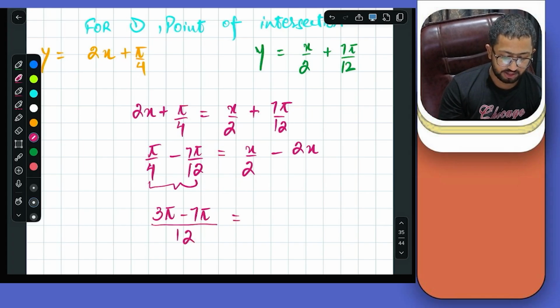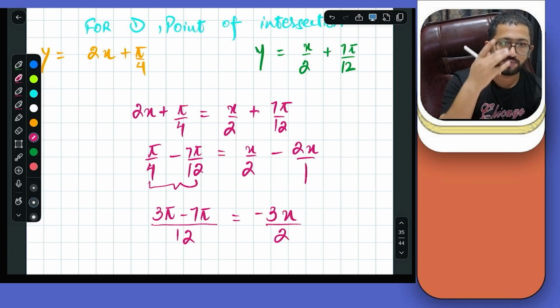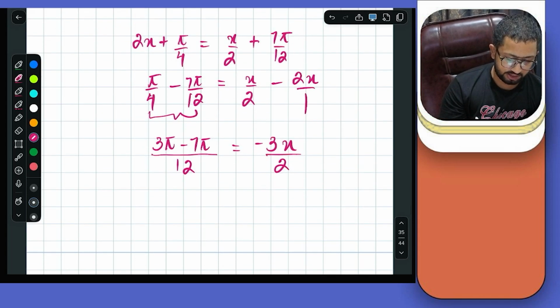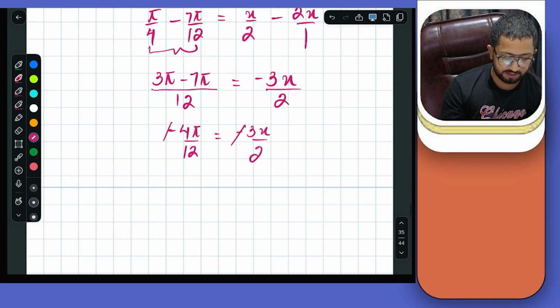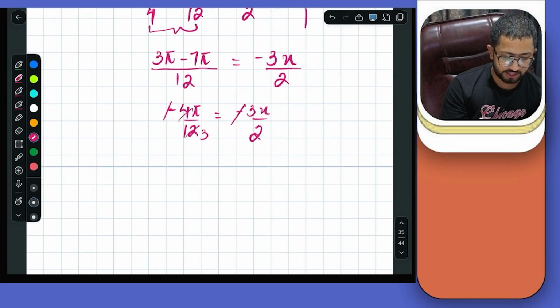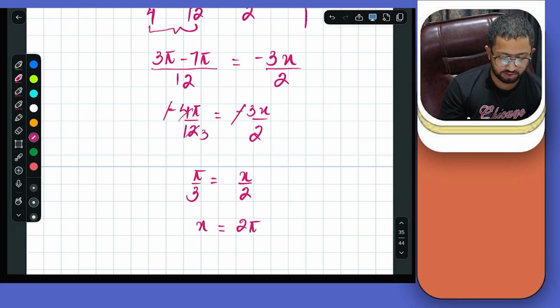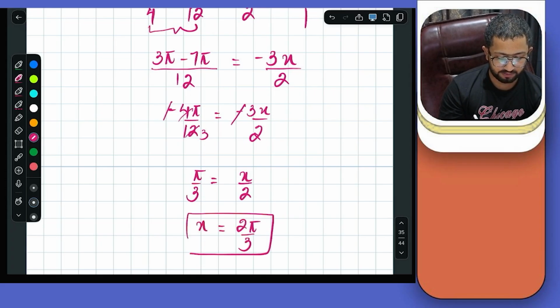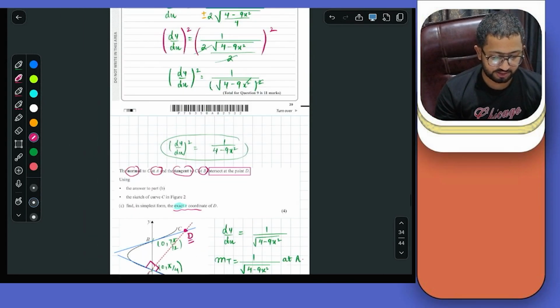12. So it will become minus 3x over 2. To the right side, if you take the LCM, 2 to the 4, x minus 4x minus 3x. So minus 4 pi by 12. Minus minus can be cancelled out. So the value of x will be 2 pi over 3. That is the final answer of this question.